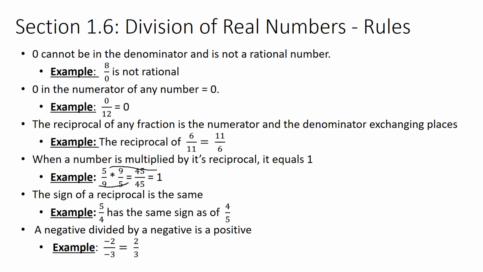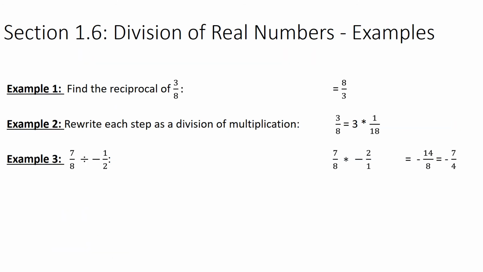And finally, a negative divided by a negative is a positive. Just like a positive times a positive is a positive, or a negative times a negative is a positive. A negative divided by a negative is a positive. So there are some questions here. Section 6.1, division of real numbers. The reciprocal of 3/8 is 8/3.